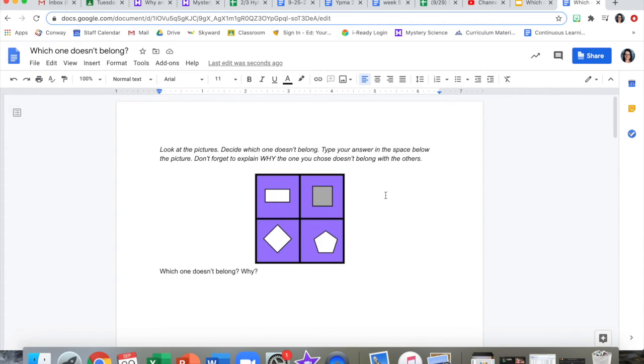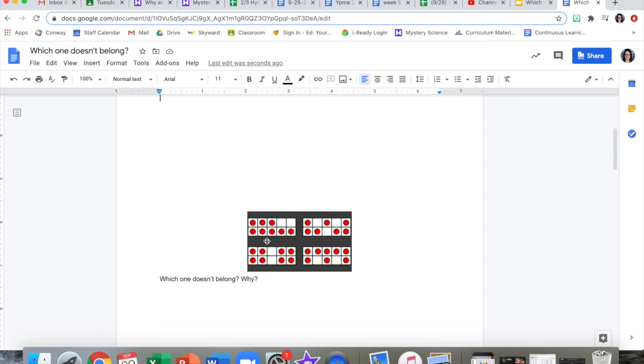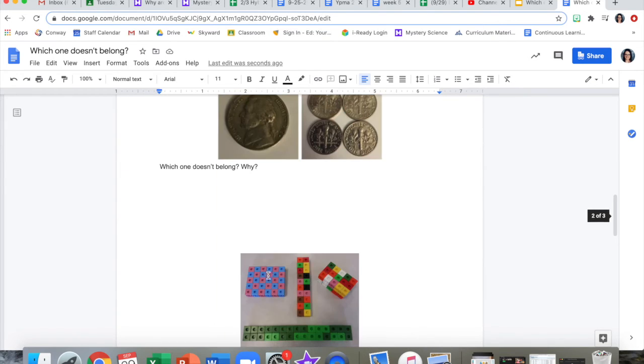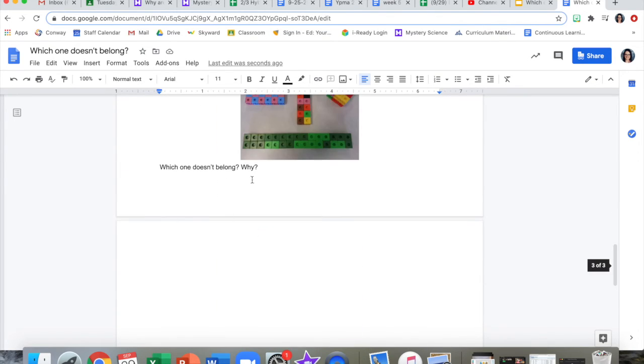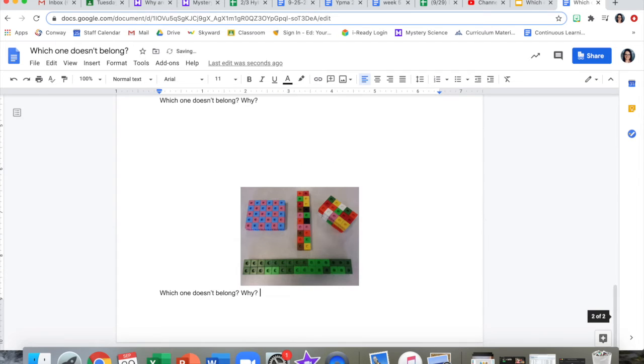That means altogether you have 8 things to do. For each of these, you have to tell which one doesn't belong and tell why. That's 2 things for this one, 2 things to do for this one, 2 things for this one, and 2 things to do for this one.